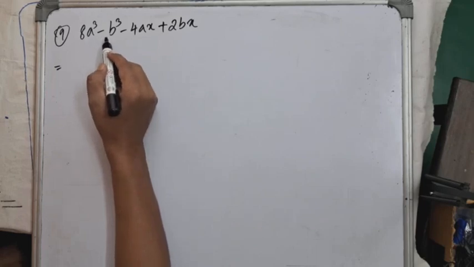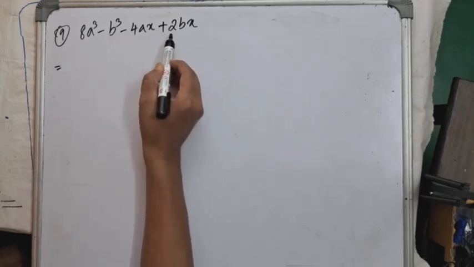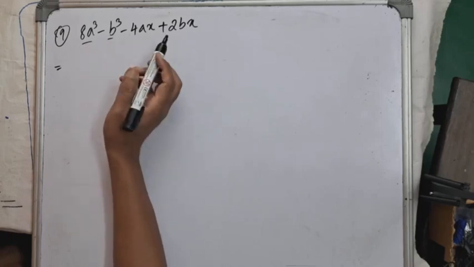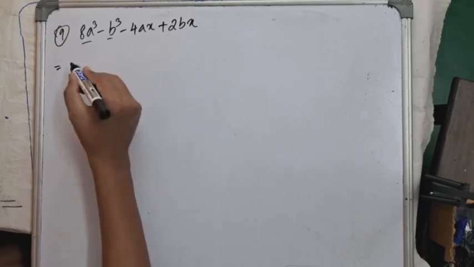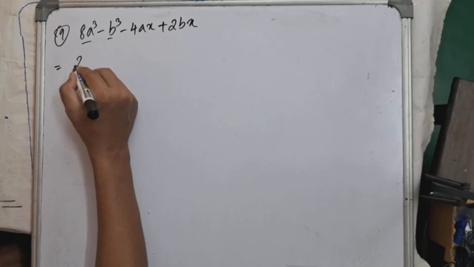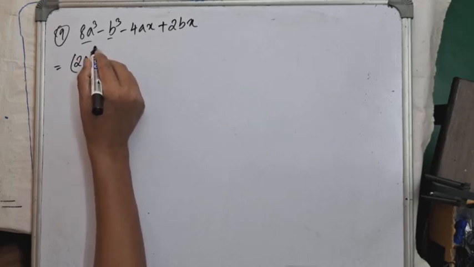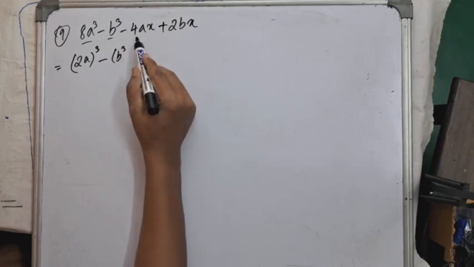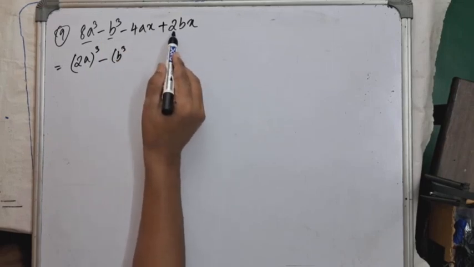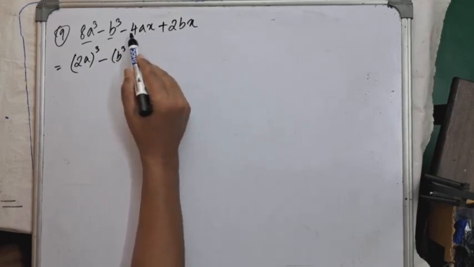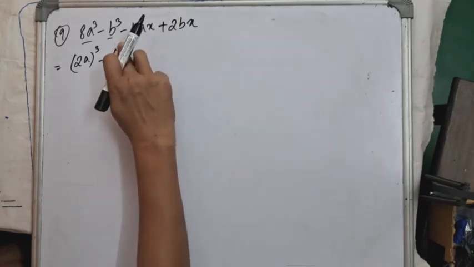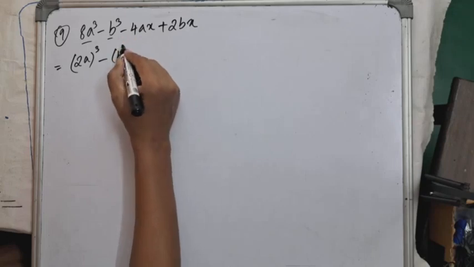So we have 8a cube minus b cube minus 4ax plus 2bx, isn't it? So from these two terms we can apply the formula a cube minus b cube, isn't it? So 8a cube we rewrite as 2a whole cube minus b cube. Okay, from these two terms we take 2x common. Okay, 2 and 4 we have 2 common, x and x we have x common. Let me write this properly, b cube.